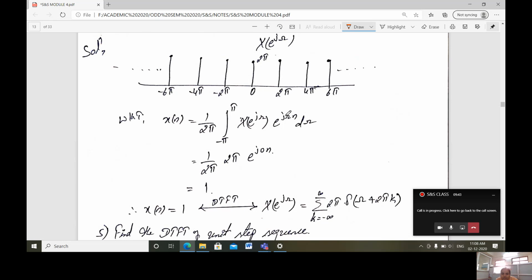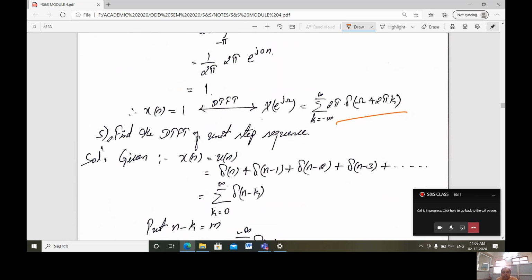But omega will be 0 for the delta function. For that reason I can write 1 divided by 2 pi, the period magnitude is 2 pi only, e raised to j 0 n, the 2 pi gets cancelled, and you will get 1 only. Therefore x of n is equal to 1. The DTFT is going to be X of e raised to j omega is equal to summation k varying from minus infinity to plus infinity 2 pi delta of omega plus 2 pi k.